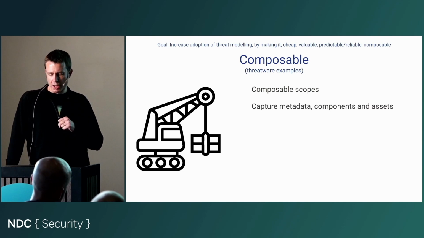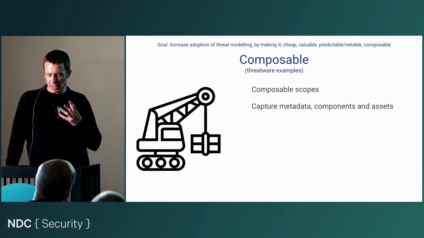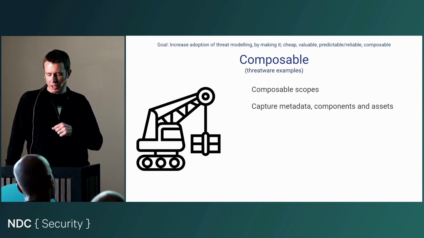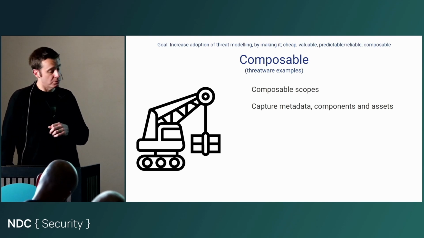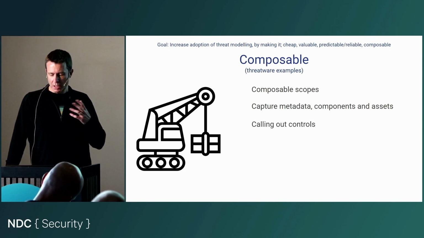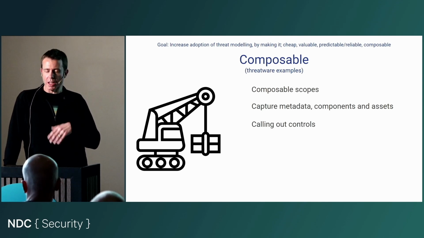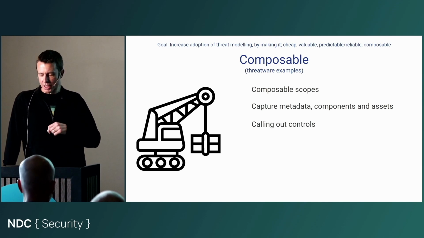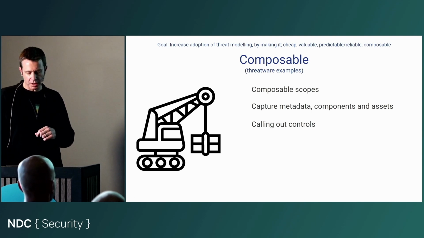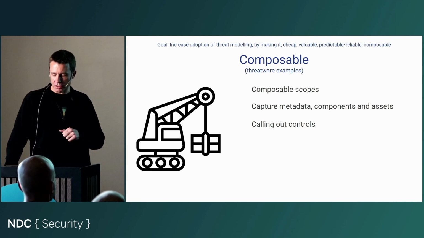Of course, the output will contain metadata and components of assets, so that again is a way of having that data available for other purposes. Again, we call out controls, so if you capture all existing security controls, that becomes a useful reference for other security activities like security testing or penetration testing. It clearly tells them what controls they need to test.